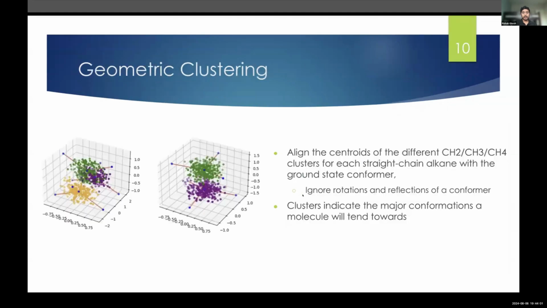And finally, after all our Monte Carlo analysis and calculations, we use geometric clustering algorithms, where we align the centroids of the different isomers for each straight chain alkane with the ground state conformer, ignoring rotations and reflections of a conformer. The clusters indicate the major conformations a molecule will tend towards. As you can see, there's higher concentration in the center over here, and that will indicate what the molecule will tend to conform as.